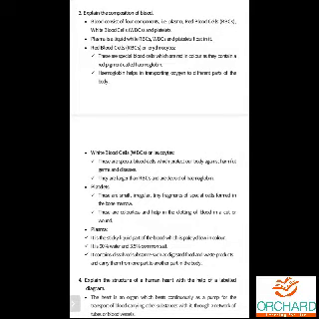So the red color of your blood is because of hemoglobin. Okay. Hemoglobin helps in transporting oxygen to different parts of the body.